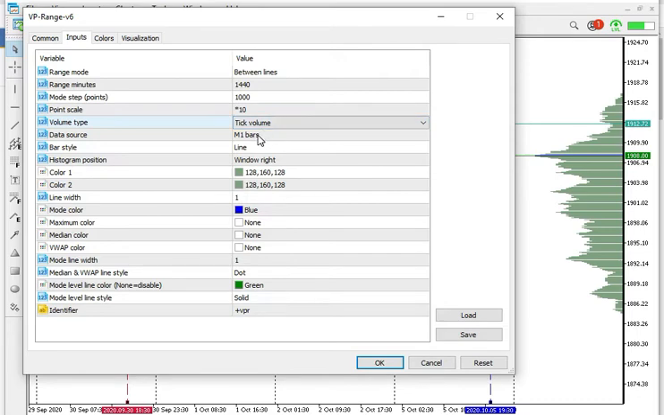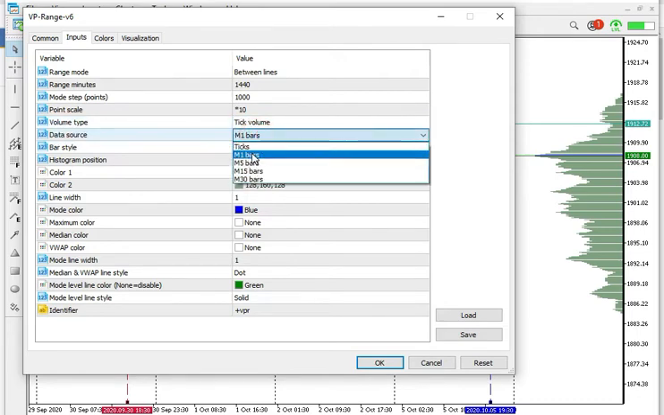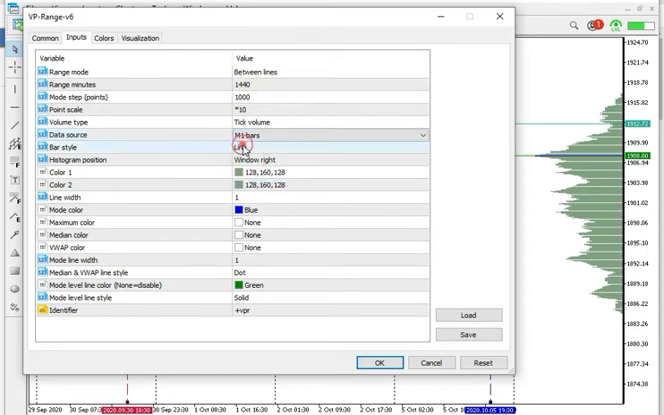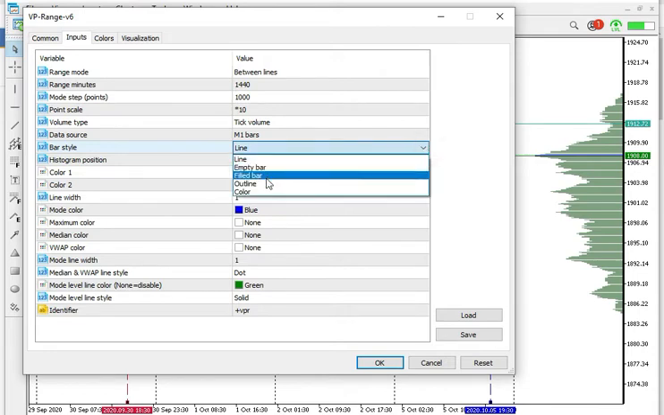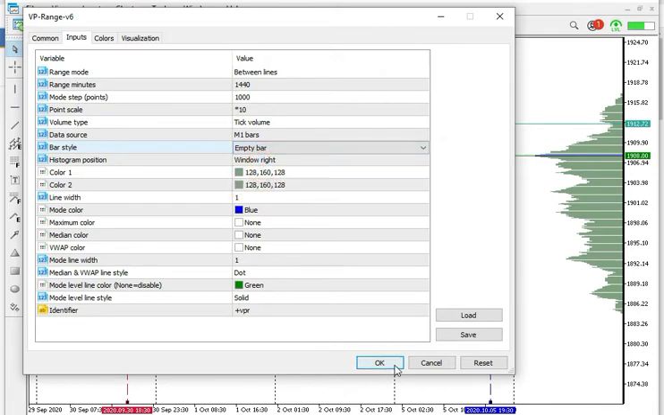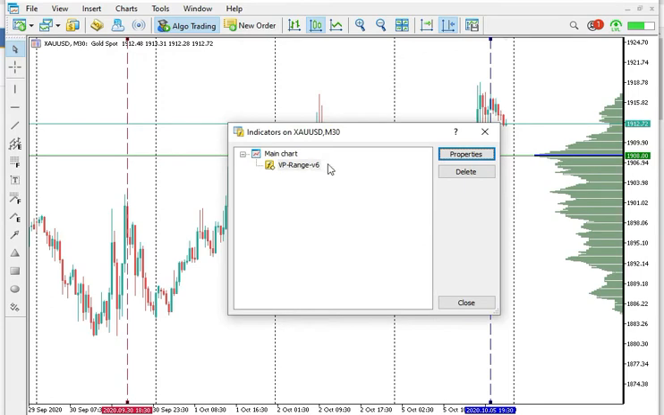We move on to the next one, which is data source. If your broker gives you a lot of history in terms of ticks, you can use tick data, but most brokers try by all means not to give you that information. That's why I'm using M1 bars. However, NinjaTrader actually gives you that data. They don't care much, like some brokers. The next one, you can see I've changed it to empty bars.